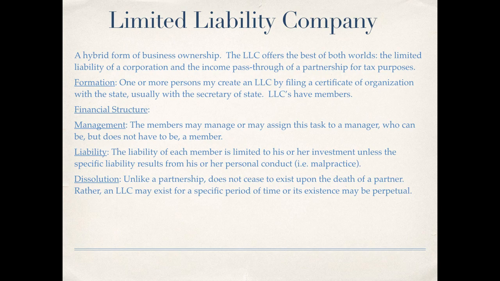It's based on contribution. Okay, so you can see under liability, the liability of each member is limited to his or her investment, unless the specific liability results from his or her personal conduct, like they commit malpractice or something. So if you put in 60% and I put in 40%, our liability is limited to the investment that we put in. Our personal assets, your house, your checking account, your car, it's all safe. Mine too. But they can come after us for up to that 60 or 40 that we put in.